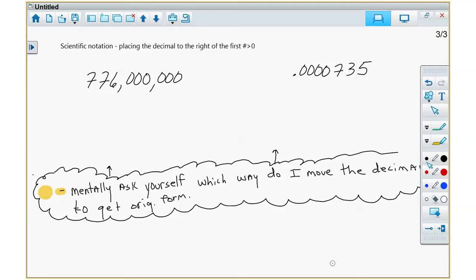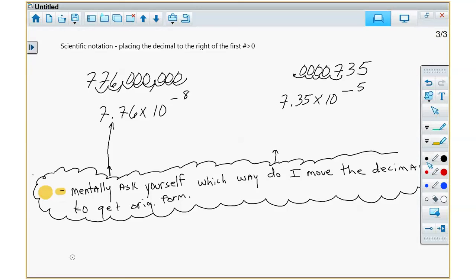So the decimal is right here. So 1, 2, 3, 4, 5, 6, 7, 8. Now, ask yourself mentally, which way do I move this decimal to get it back the way it was? Which way do I move this decimal in my head to get it back the way it was?